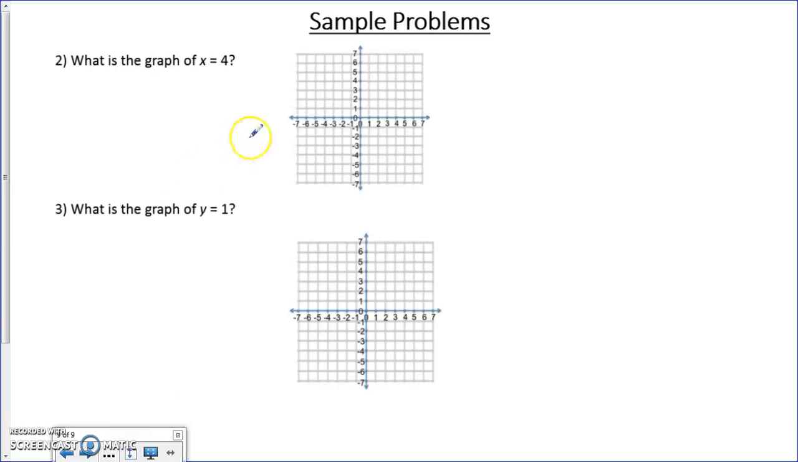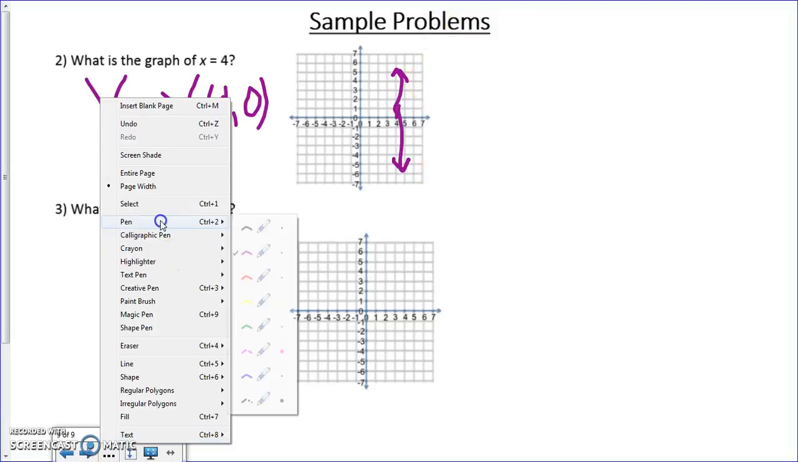What is the graph of x equals 4? So x equals 4. Think back to a couple of slides. If it says x equals a number, it's going to be a vertical line, and the point that it's going to go through, if x is equal to 4, it's going to be 4, 0. So all you have to do to graph that is plot the point 4, 0, which is here, and do the best you can, not like me, draw a vertical line through 4, 0.